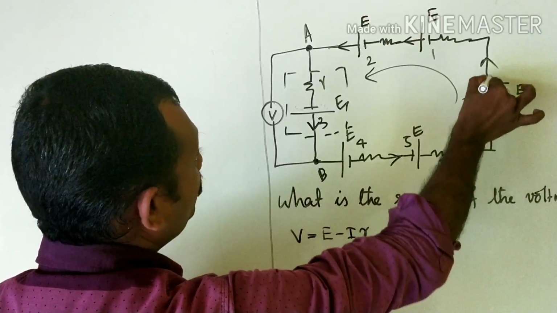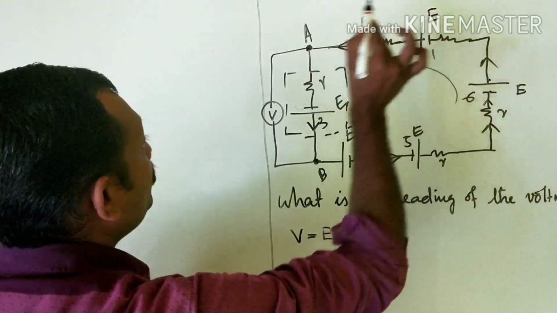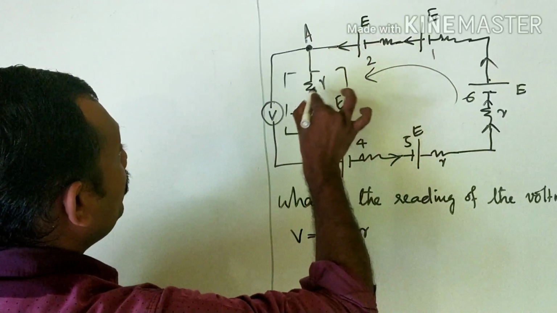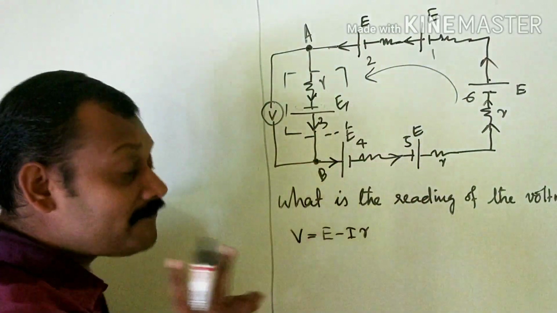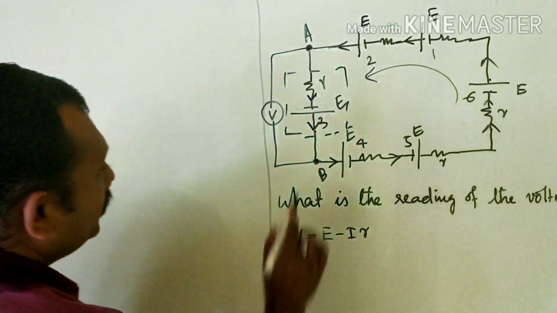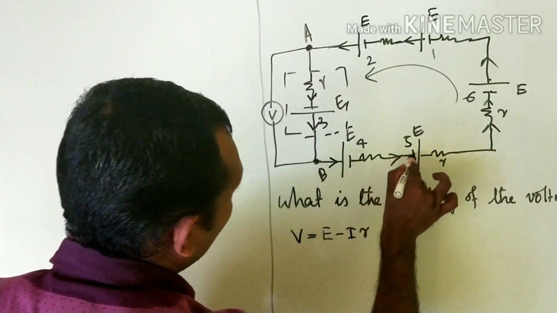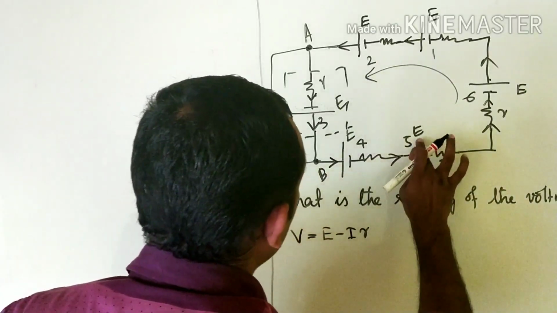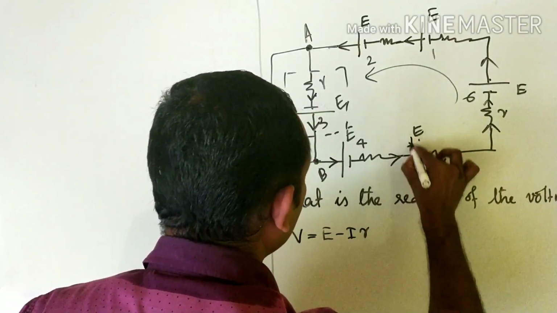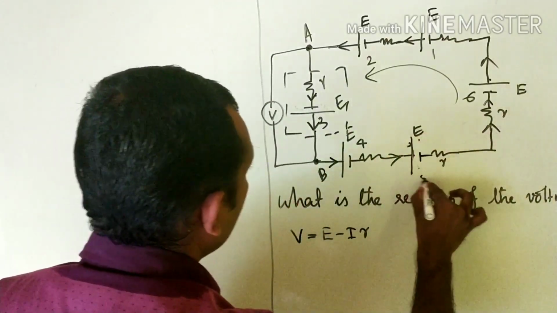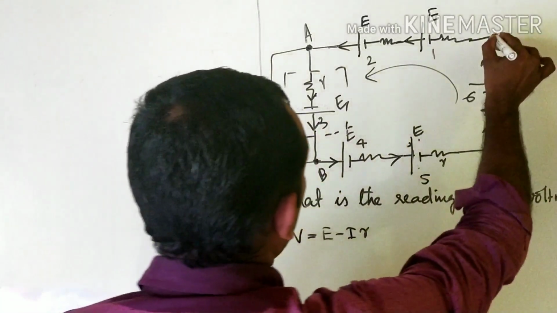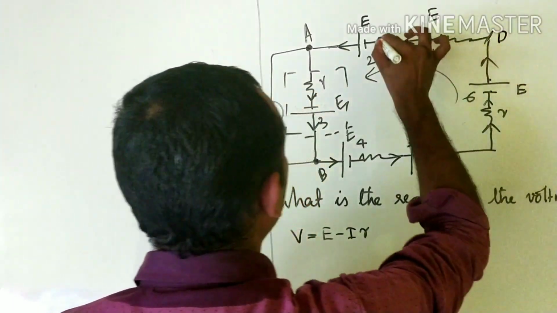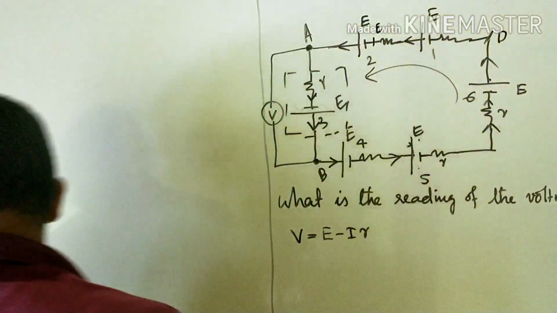Here the current is from negative to positive. Here the current is from negative to positive. Here the current is from positive to negative, right? The current is from positive to negative. Here also the current is from, this figure let me modify. This current is also from positive to negative. Okay, so let's take H1, D. Such likewise we can say.